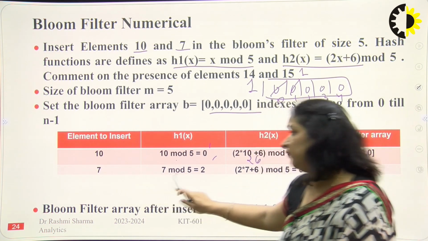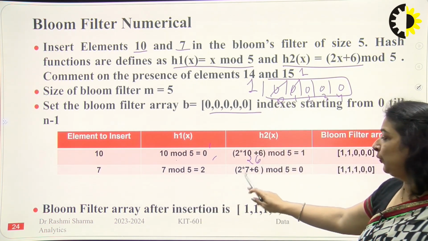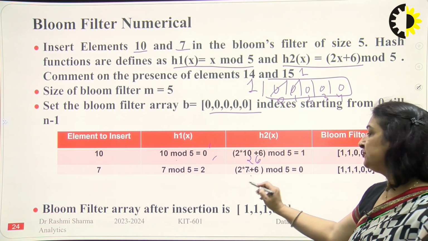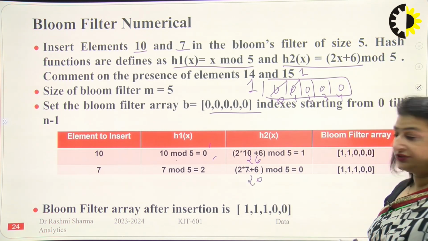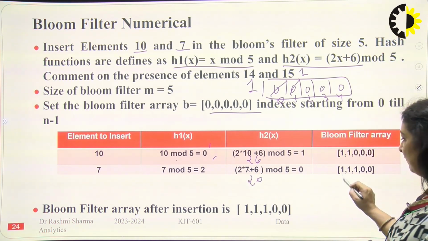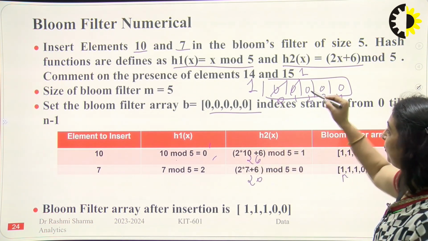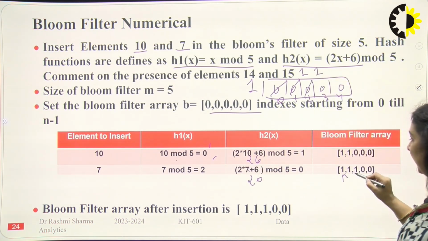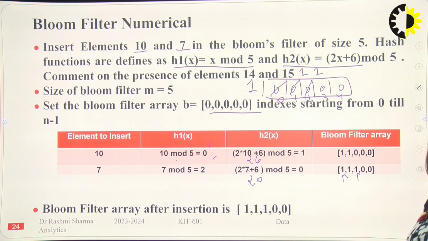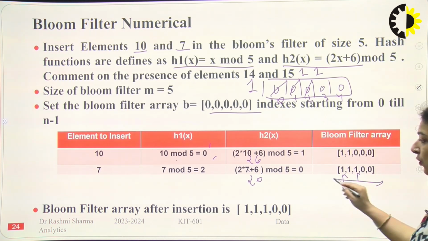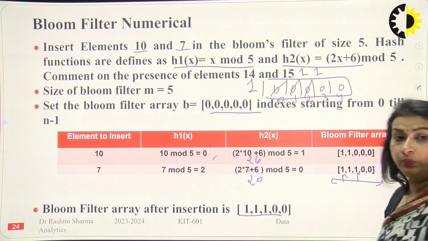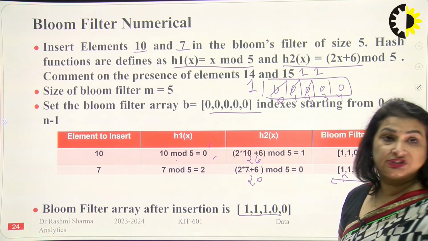For 7, 7 mod 5 is 2, and 2 into 7 plus 6 gives me a value of 20, mod 5 is 0. So I have to see bit number 2, and I converted this bit 2 to 1. Now the Bloom filter value after insertion is 1, 1, 1, 0, 0. This is how the insertion is done.